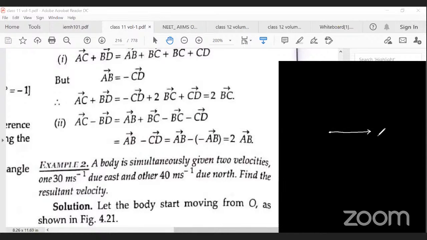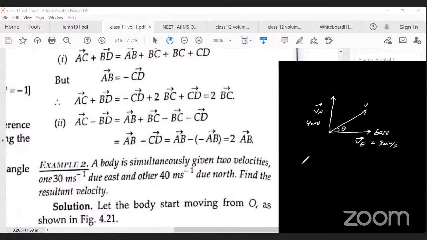This is your east. Towards the east, I'll take it as VE vector, because there is a direction. Its value is given as 30 meter per second. Another velocity acts on the object, it is due north. So this is your north. I'll take this as Vn vector, with a value of 40 meter per second. These two are perpendicular to each other. The resultant velocity makes an angle theta. This is your resultant velocity V. I need to find this resultant velocity V.